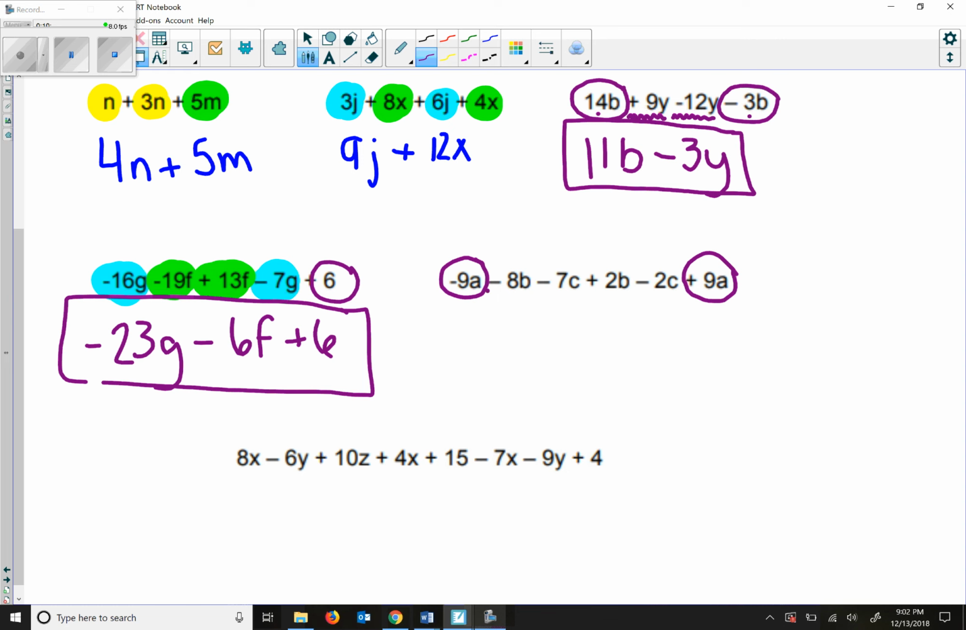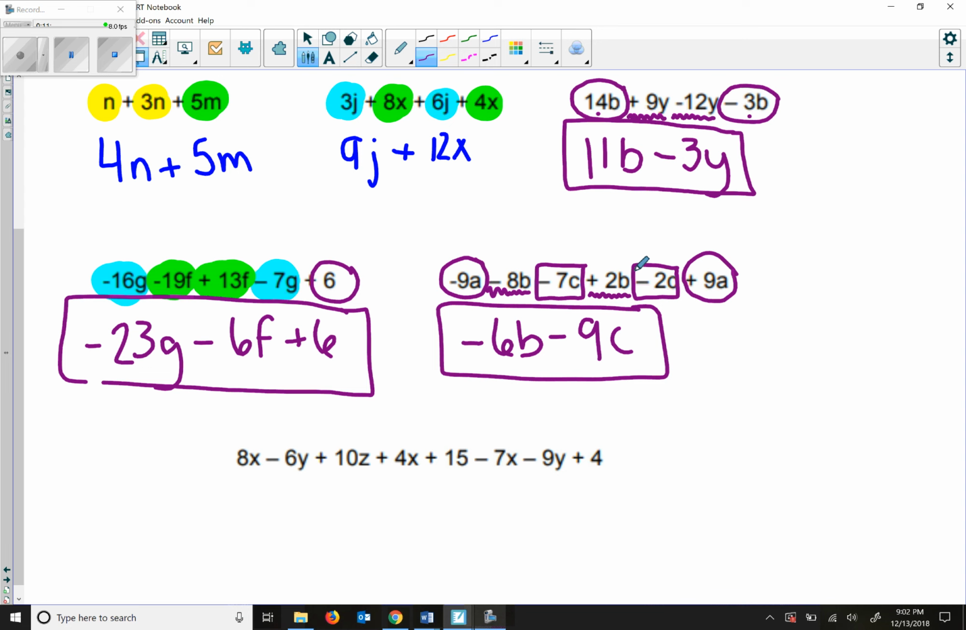Let's take a look at these B's next. So I'm just going to do a little squiggly underline there. Do I see any other B's anywhere? Yes, I do. I see the 2B. So if I take negative 8B plus 2B, that should be negative 6B. All right, I'm going to try and find all the C's now. So negative 7C and negative 2C should give me negative 9C. Okay, so there is that one.